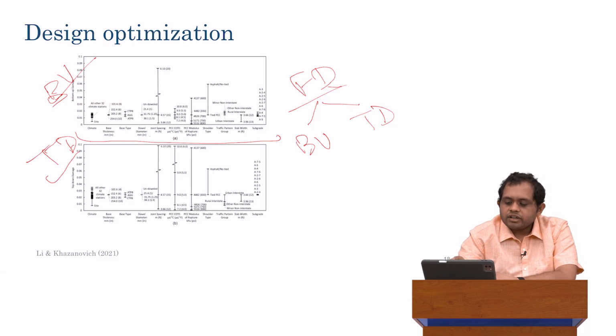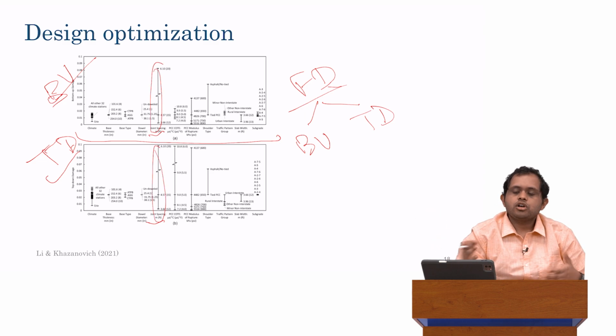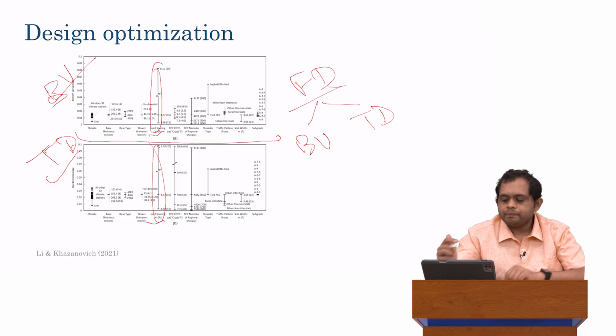So what they saw, for example, let's say joint spacing. They chose a variety of values of joint spacing. They ran the program and they calculated what is the fatigue damage predicted, both on the top-down and bottom-up cracking. And they saw quite a big range of fatigue damages being predicted. So as you change joint spacing, the range of fatigue damage is quite high.